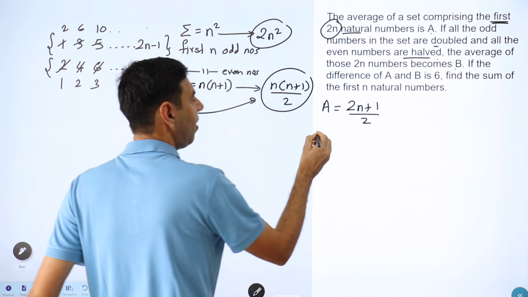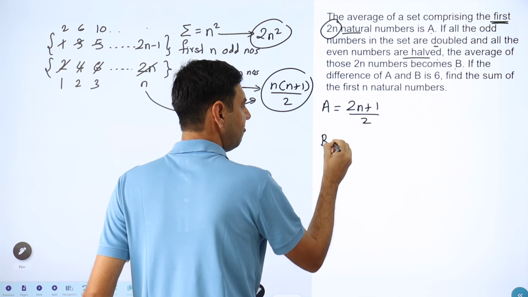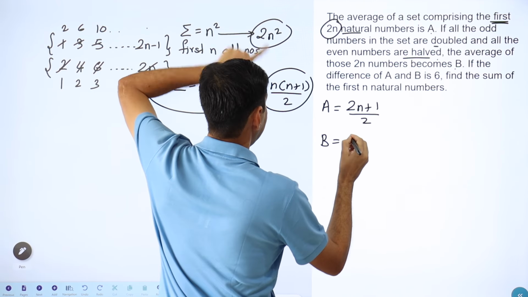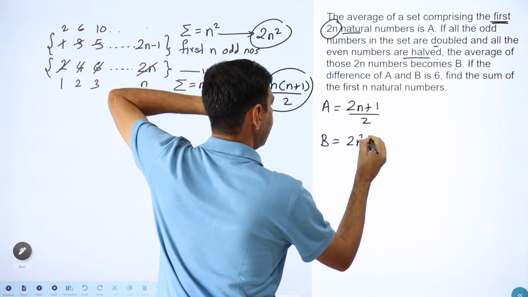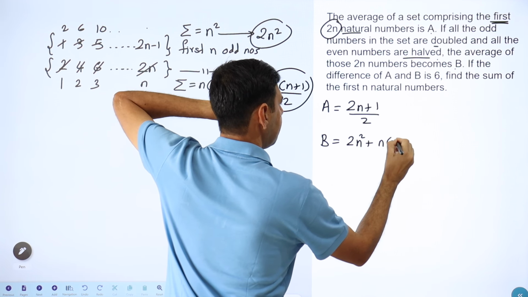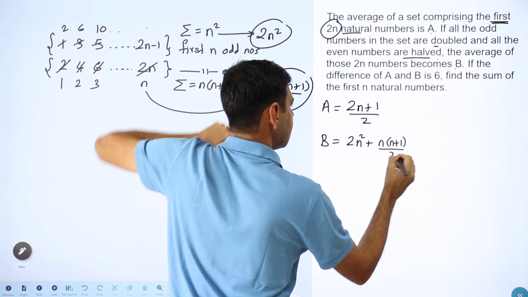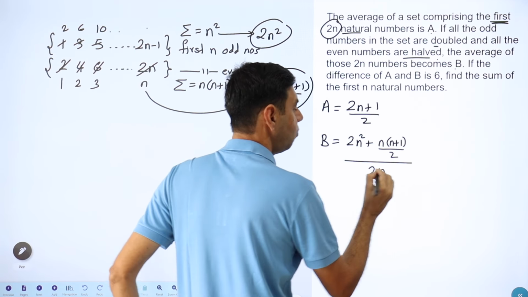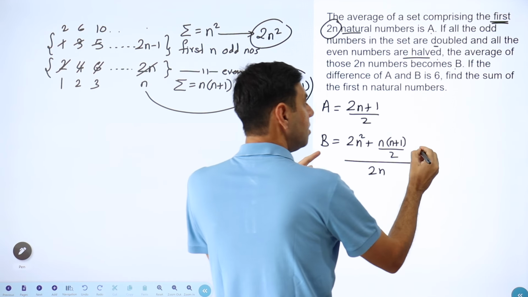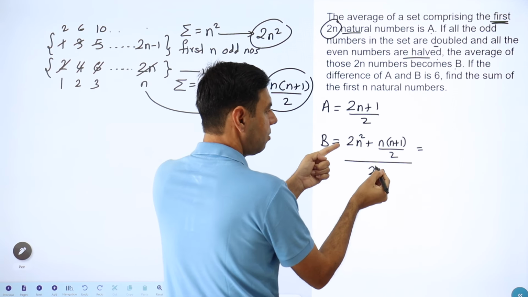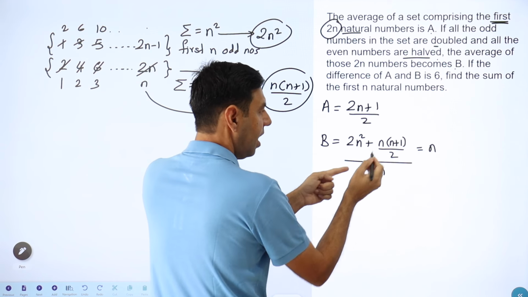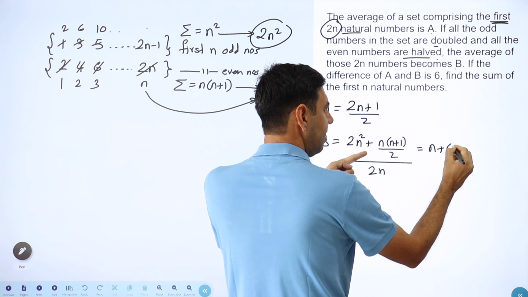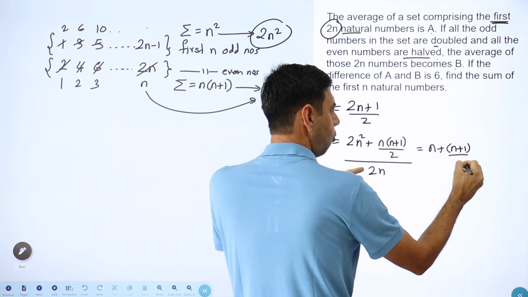So now I want to find B, the new average. And the new average is going to be, let me add the sum. Right now the sums are 2n square plus n into n plus 1 by 2. So this is the sum of the two sets divided by the number of observations, which is 2n. Okay, so in the 2n square, the 2n will cancel. I'll be left with an n. Here also the n and n will cancel. These two 2s are 4. So I'll be left with n plus 1 by 4.